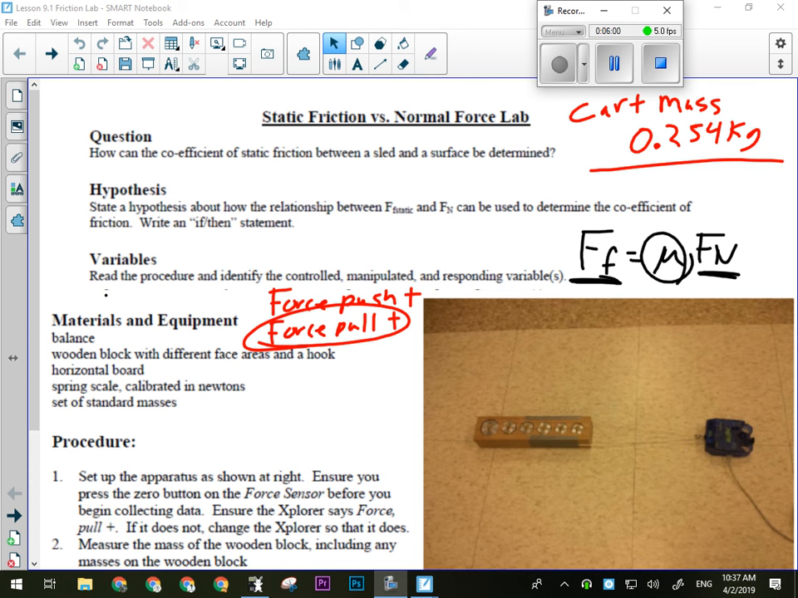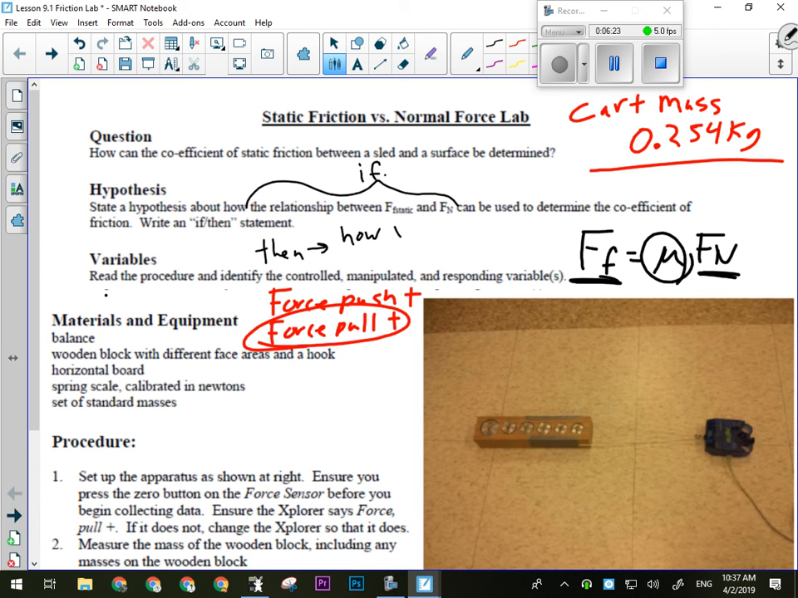All right, for our hypothesis, it needs to talk about the relationship between force of static friction and normal force. That's the if part. The and part describes the experiment, same as it always does.